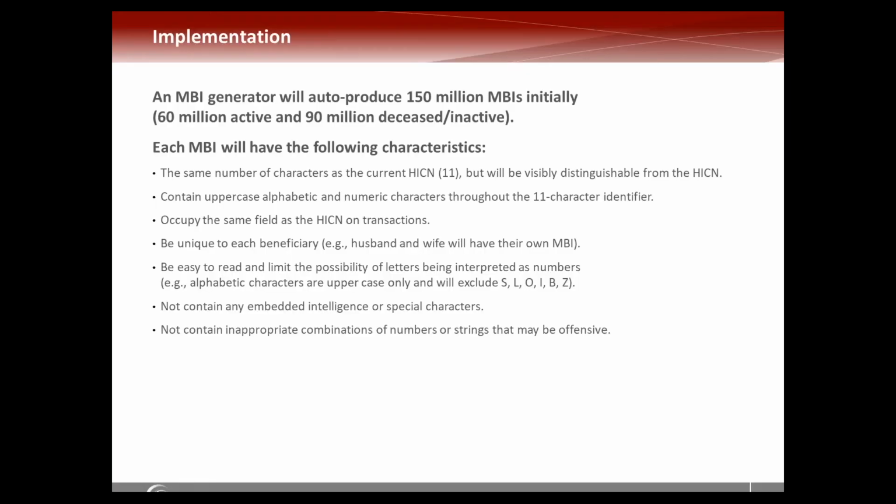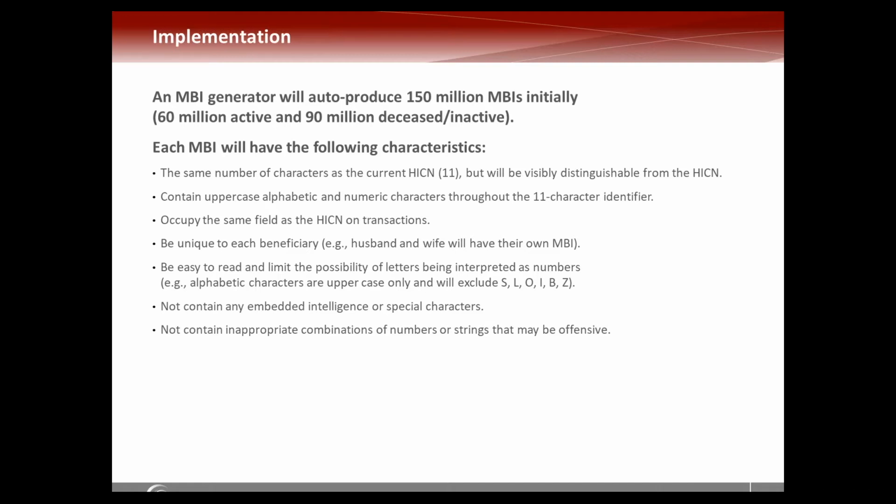So, implementation. Where are we in this process? Throughout the beginning of this year, CMS has been generating MBIs, approximately 150 million initially. That includes 60 million MBIs for the current active Medicare beneficiaries, and an additional 90 million MBIs for those beneficiaries that are either deceased or inactive.